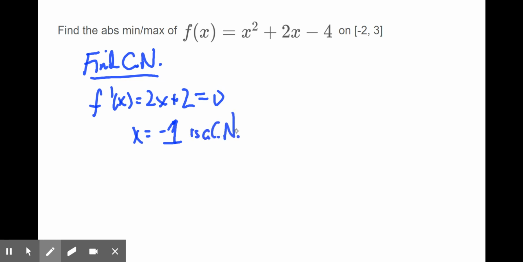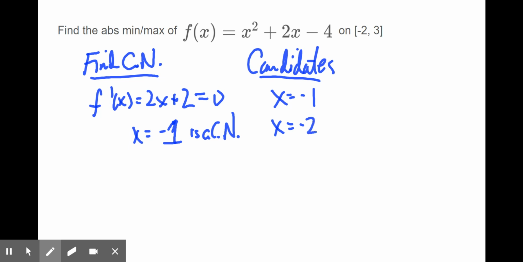Now, let's talk about the candidates. The candidates for this election are the following. X equals negative 1, that's a critical number. X equals negative 2 is an endpoint. X equals 3 is an endpoint. These are your 3 election candidates. So now to figure out who wins, you evaluate all of them in f of x.